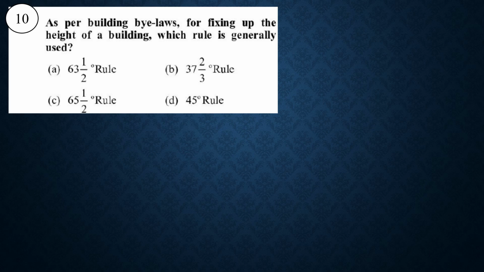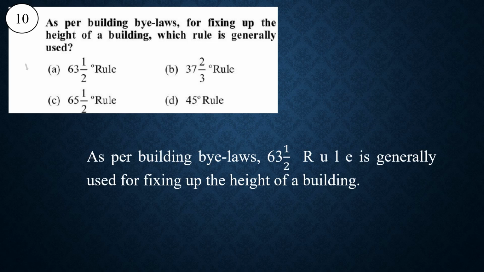10th question. As per building bylaws, for fixing up the height of a building, which rule is generally used? This is a simple question, and the rule of 63 1.5 rule is used to fix up the height of building. So option first is correct.